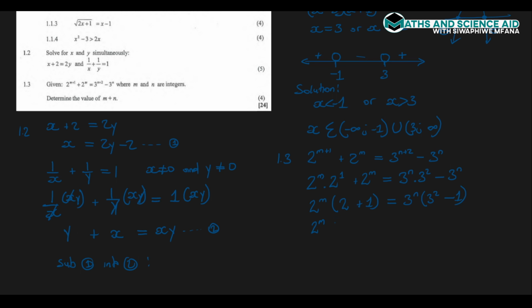So 2 plus 1 is 3. And then 3 squared, what is 3 squared? 3 multiplied by 3 is 9. Minus 1, that is equal to 8. So we are going to be left with 8 there.